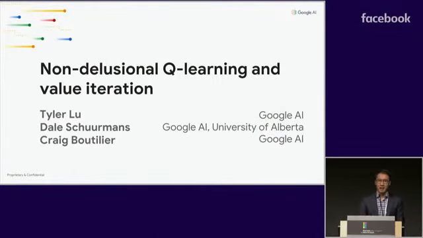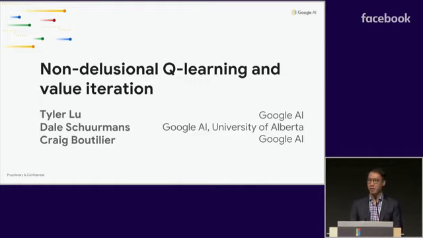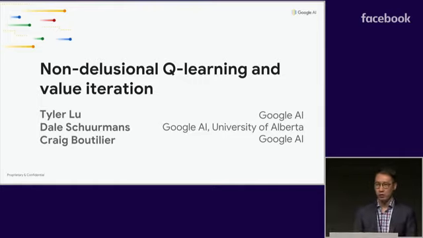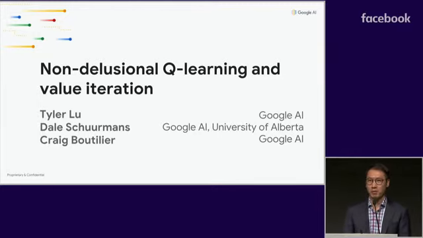Yeah. All right, hi everyone. I'm Tyler Liu, and today I'll be talking about a new phenomenon which arises in value-based reinforcement learning with function approximation. We call it delusional bias, and it can cause some significant problems for value-based RL. We'll also outline some new algorithms and analysis we've developed to tackle this problem.